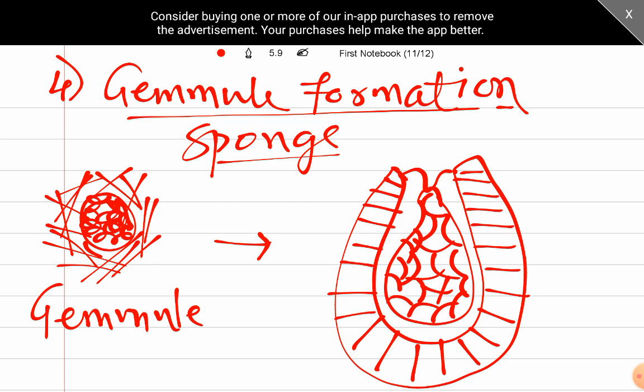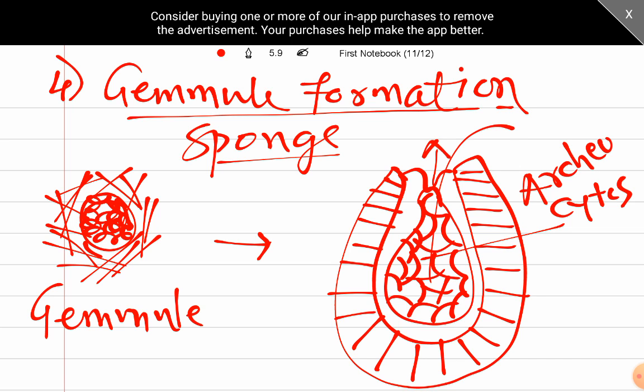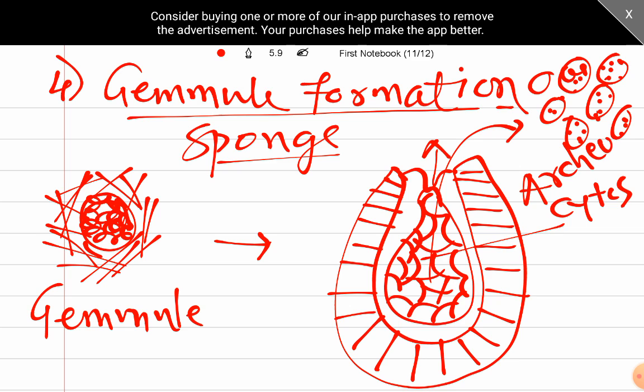Whenever this gemmule is formed, the cells present inside are called archaeocytes. And whenever this micropyle is broken down, all these cells come out, and they become separate sponges with the cells present inside. So this is called gemmule formation. It is observed in the sponge. So these are the different types of asexual reproduction we learned in this lecture. In the next lecture, we shall study sexual reproduction in vertebrates. Thank you.